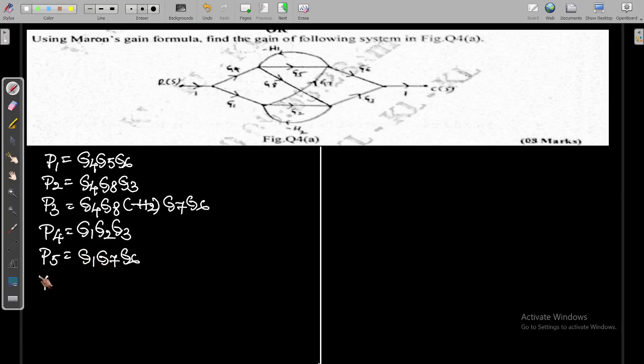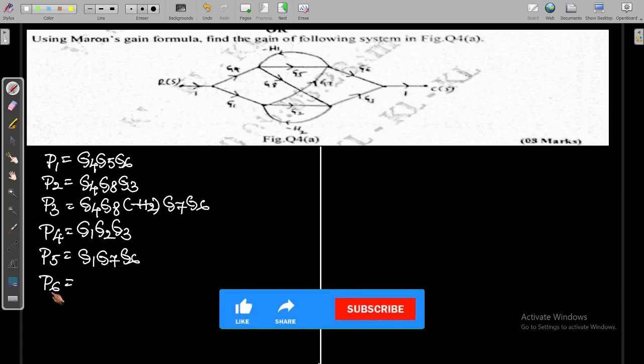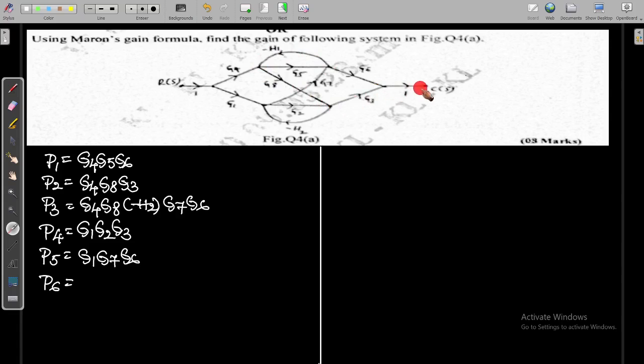Next P6 is equal to, there is another forward path also there, that we will identify now, that is G1, G7, minus H1, G8, then G3, then reaching the final node. So let us write that also. We will write starting from G1, G7, next minus H1, next G8, next G3. So these are the forward paths, totally 6 forward paths are there in the given problem.